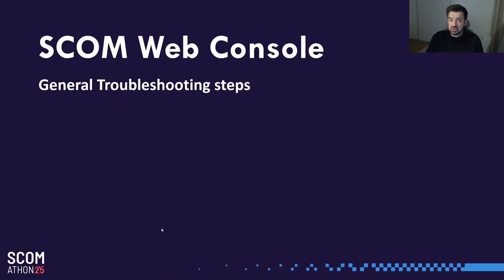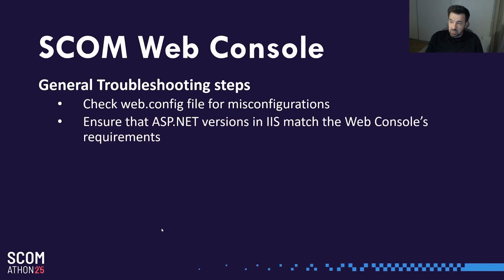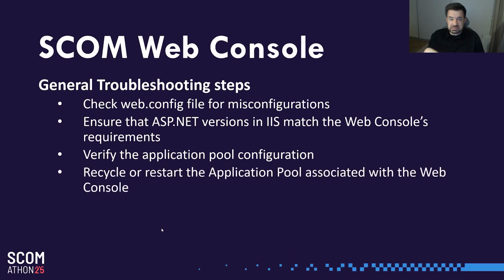So, some general troubleshooting steps. It's always a good idea to check the web config file for misconfigurations. Also ensure that the ASP.NET version in IIS does match your web console's recommended version or requirements. What you can also do is verify the application pool configuration. This is also done in IIS. And recycle or restart the application pool associated with the web console. It's a common troubleshooting approach.